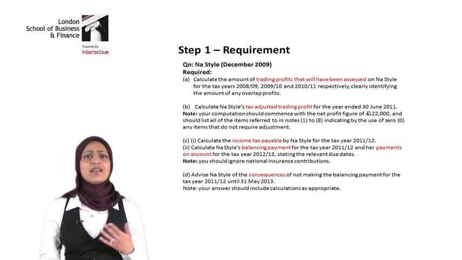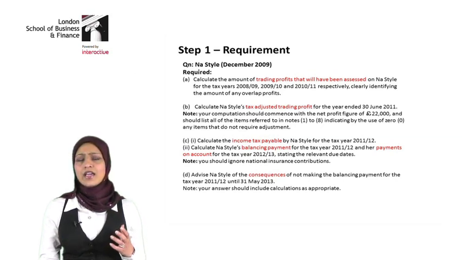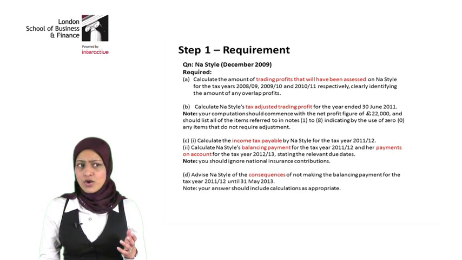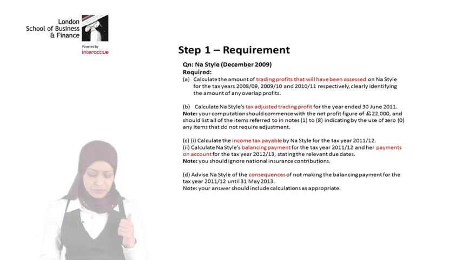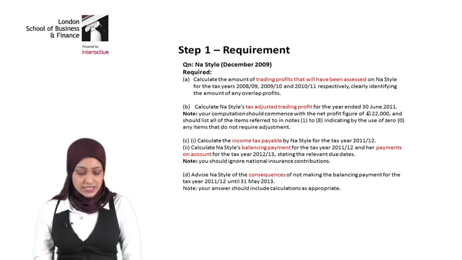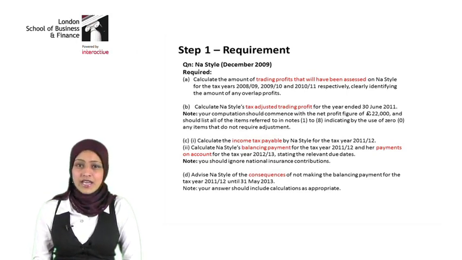So, as highlighted in red, tax-adjusted trading profit, I'm thinking adjustment of profits. So maybe some disallowed expenses, maybe some capital allowances. Part C, calculate income tax payable for NASTILE for tax year 2011-12. As we saw in the previous requirement, income tax payable, and we're thinking income tax computation, so that means there's probably a few types of incomes coming up.